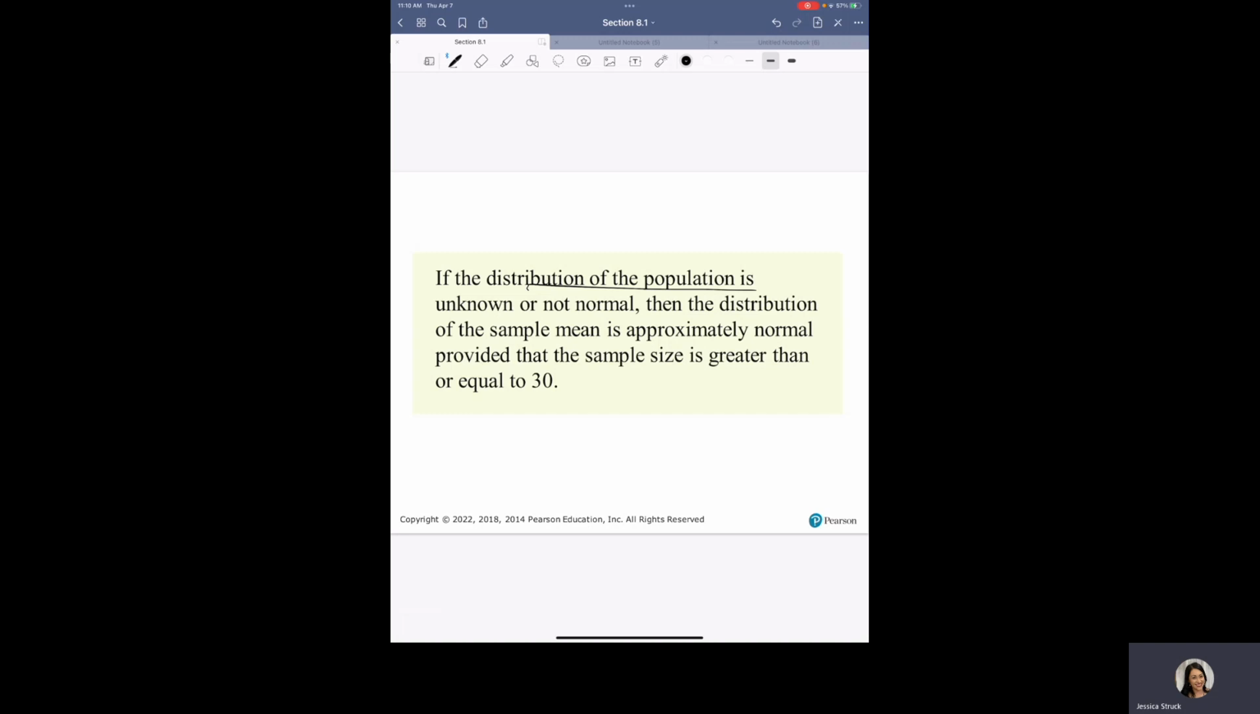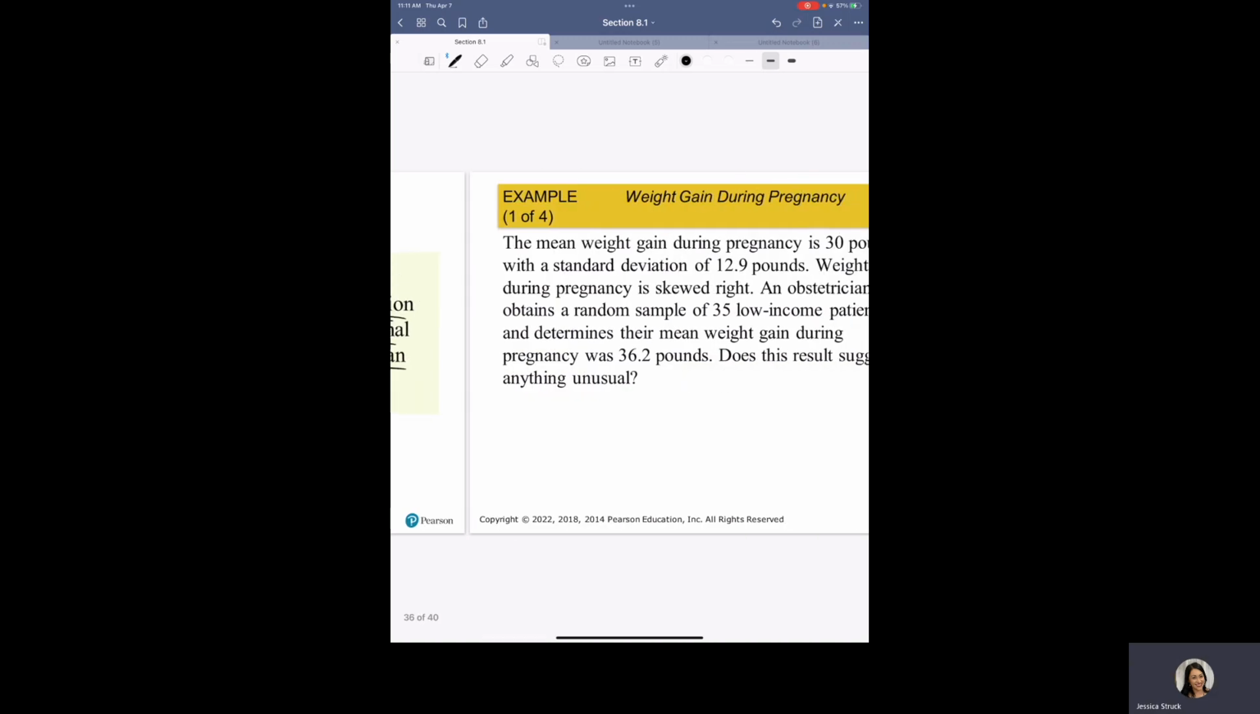So if the distribution of the population is unknown or not even normal, it's okay, because the distribution of the sample mean is approximately normal, provided that the sample size is, here's that rule of thumb, greater than or equal to 30. But remember, that is for the sample mean. We're looking at the distribution of some population. It's not normal, and that's all right, because we can look at the distribution of the sample means and expect it to be approximately normal as long as we have an n for our samples that's greater than or equal to 30.